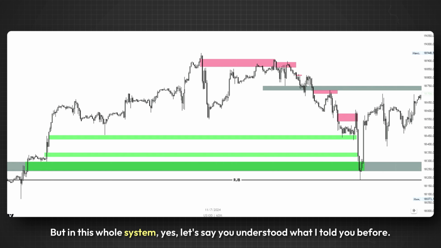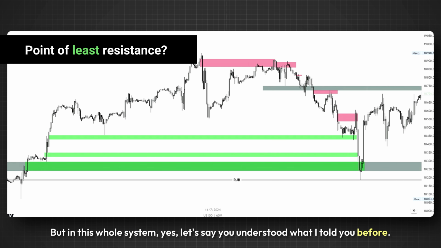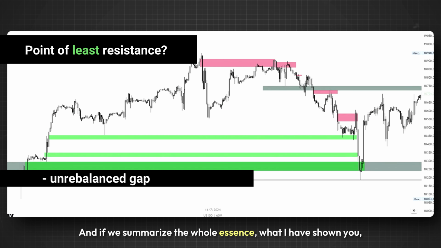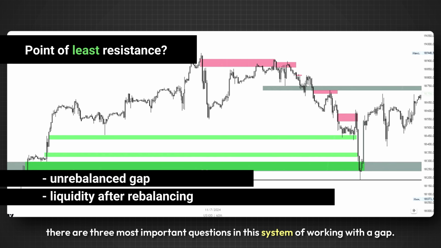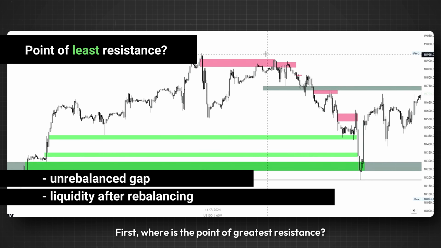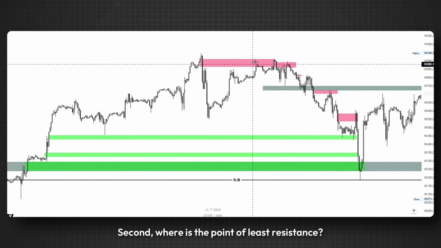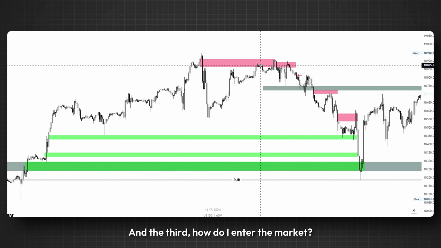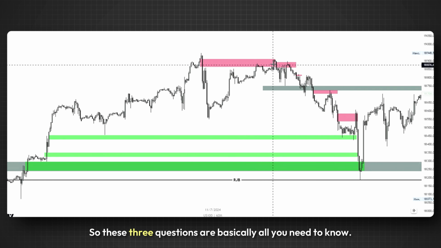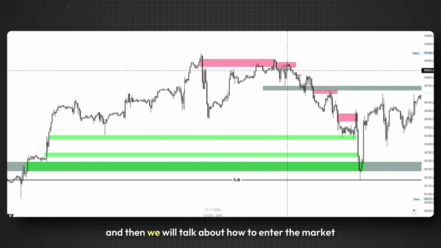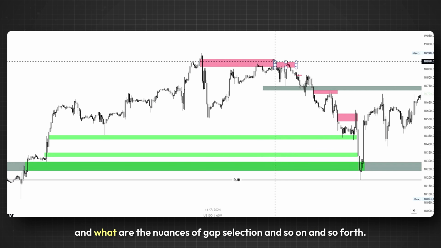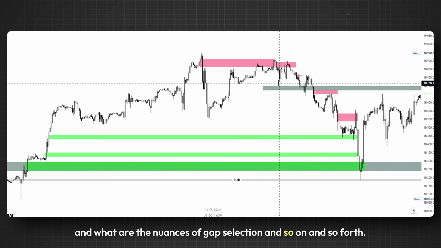In this whole system, let's say you understood what I told you before. If we summarize the whole essence of what I have shown you, there are three most important questions in this system of working with a gap. First, where is the point of greatest resistance? Second, where is the point of least resistance? And third, how do I enter the market? These three questions are basically all you need to know. Now let's focus on the point of greatest and least resistance, and then we will talk about how to enter the market and the nuances of gap selection and so on.